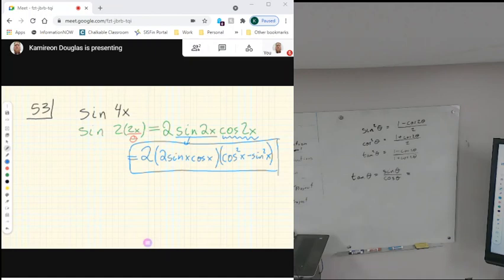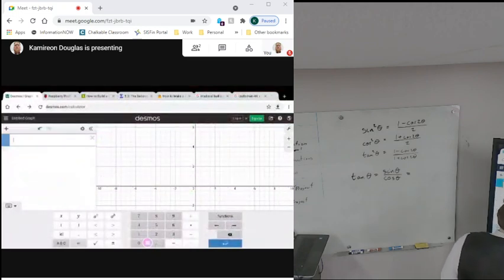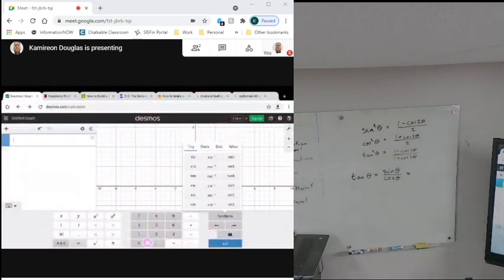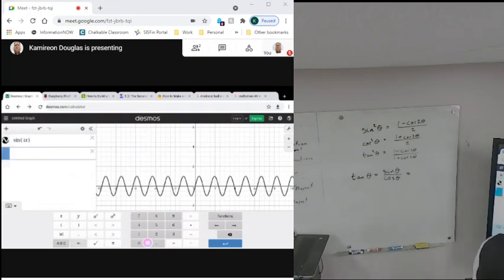Now, is it going to check on my graph? I will check my graph in a moment, but I promise it is correct. Again, the back of the book has a slightly different version of it, but it is correct. Here we go. I'm going to graph sine of 4x. My equation, sine of 4x, is this equation.